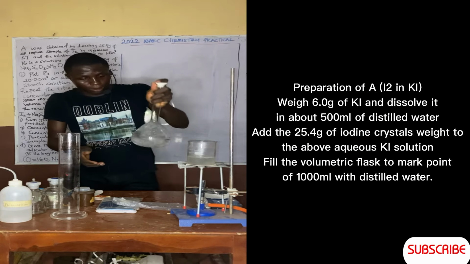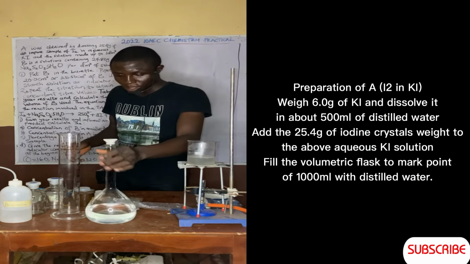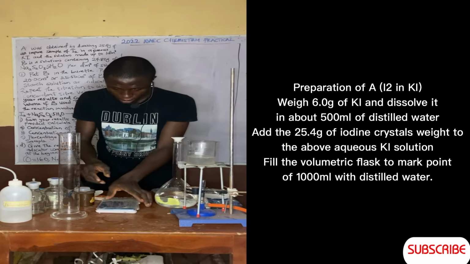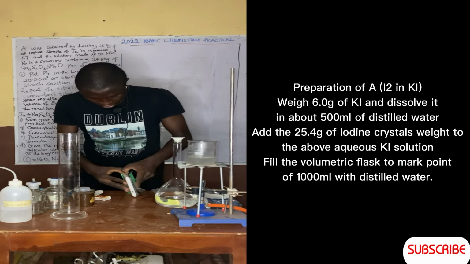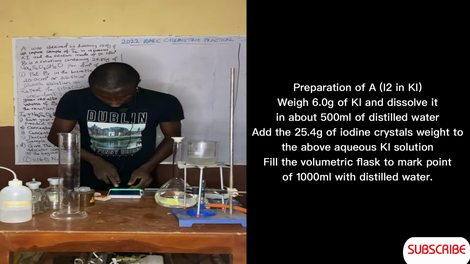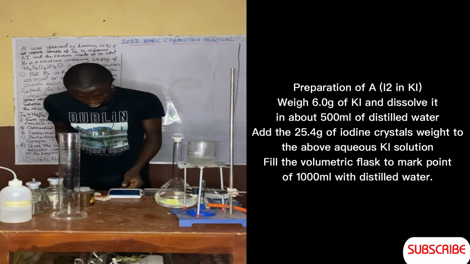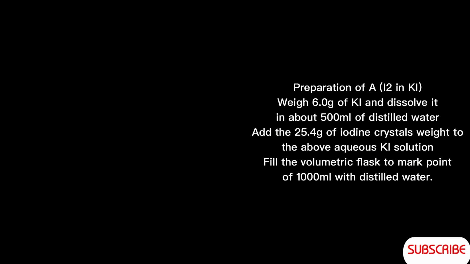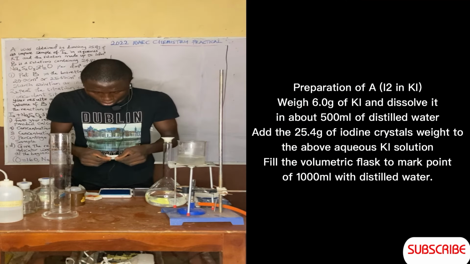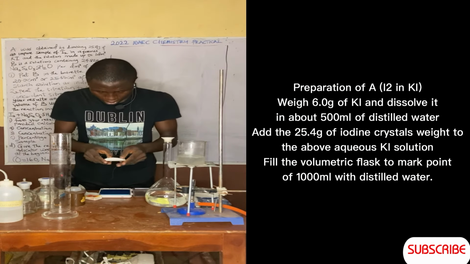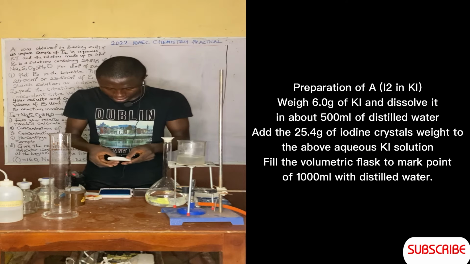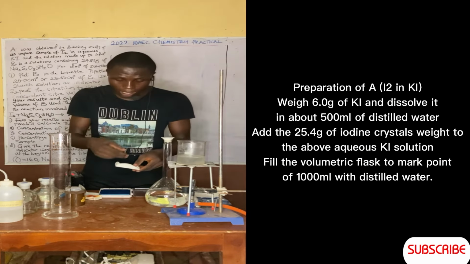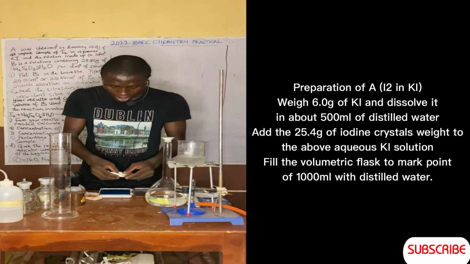So now let's add 25 grams of iodine crystal. 25 grams of iodine crystal. I'm going to use another filter paper this time around, folding the edges so as to avoid any loss of my substance here, because iodine crystal is in solid form, it can roll away. So I'm going to make edges towards it.